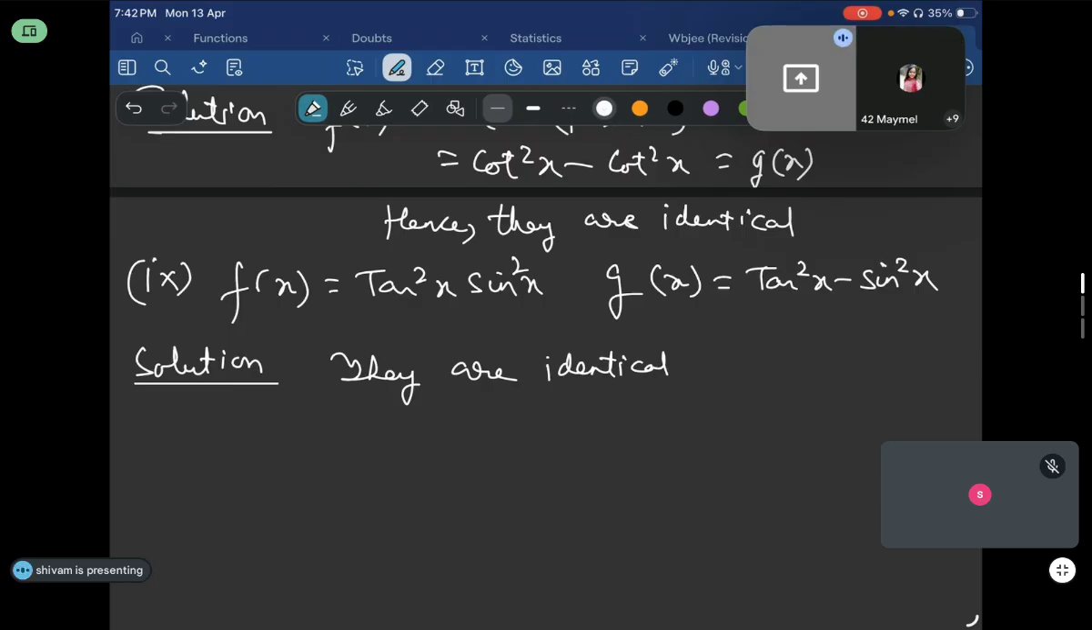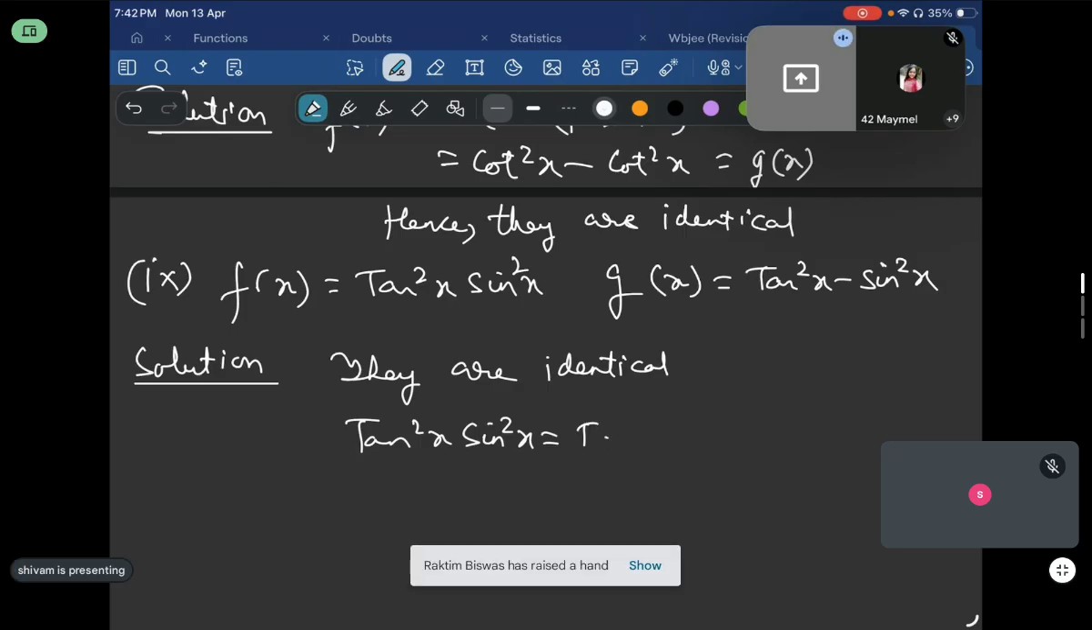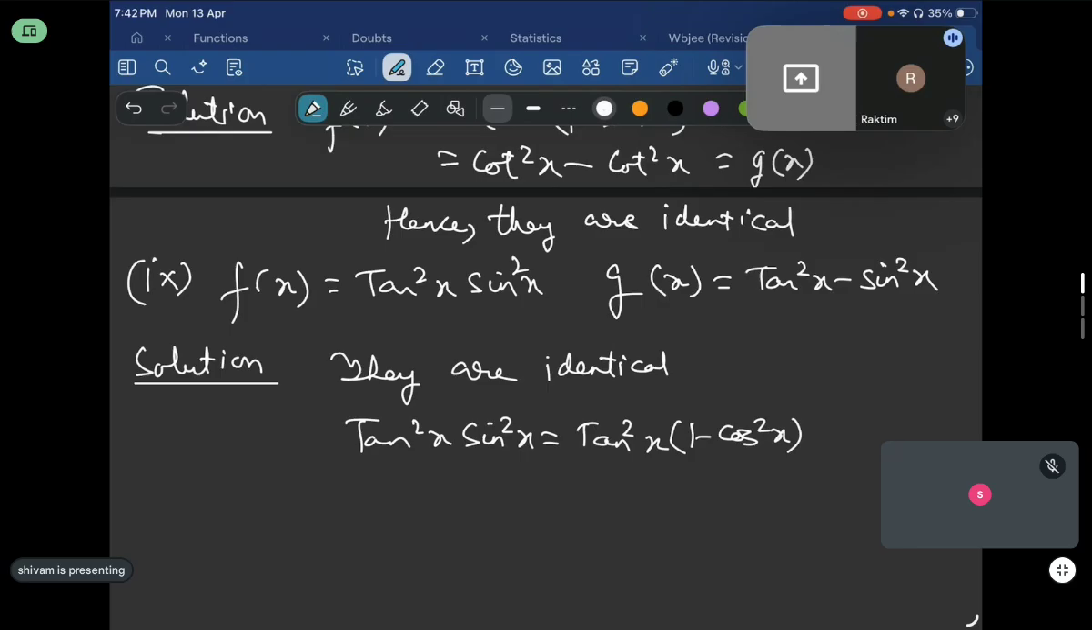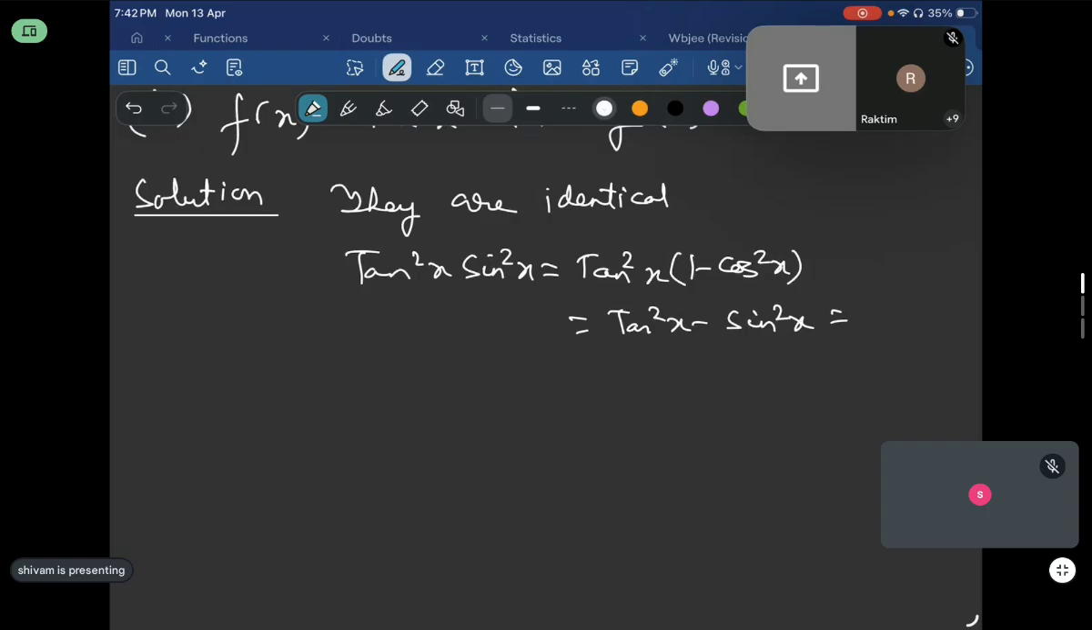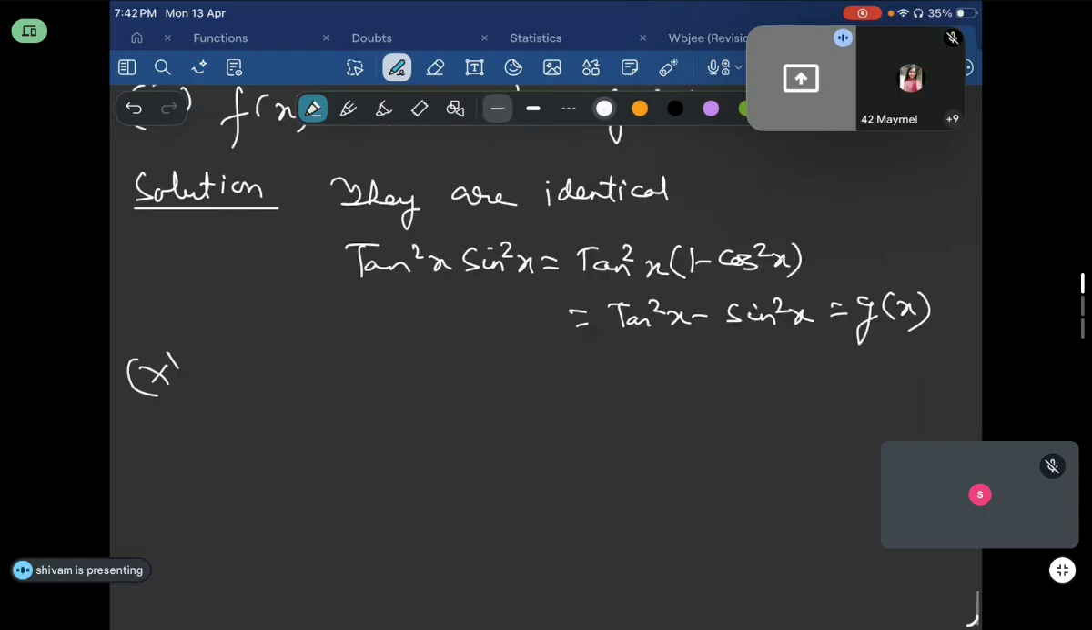Okay, see. Everyone see tan square x into sine square x. Yes, Raktim, tell me. If we put sine square x is equal to 1 minus cos square x, we are directly getting the function. Right, tell me, Mimel. Yes, sir, we can prove it. So they are identical. Number 10.